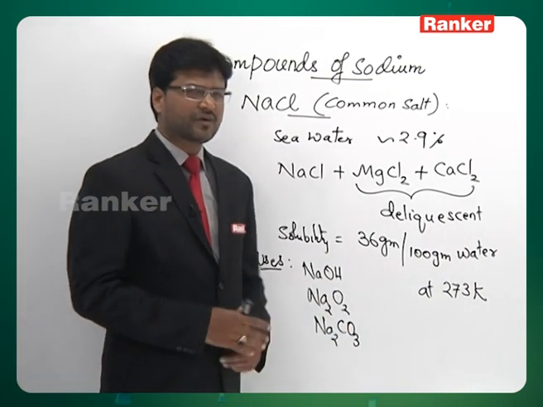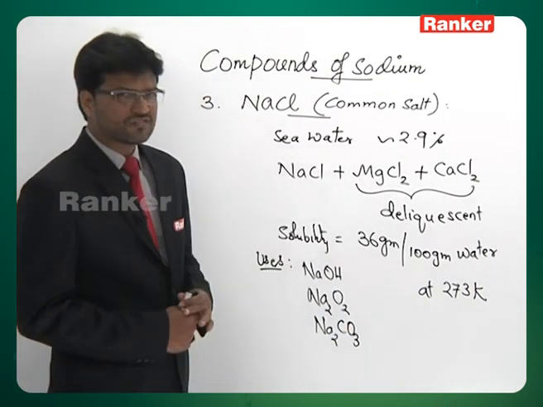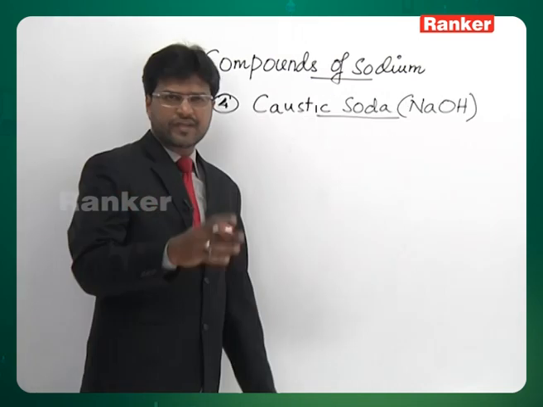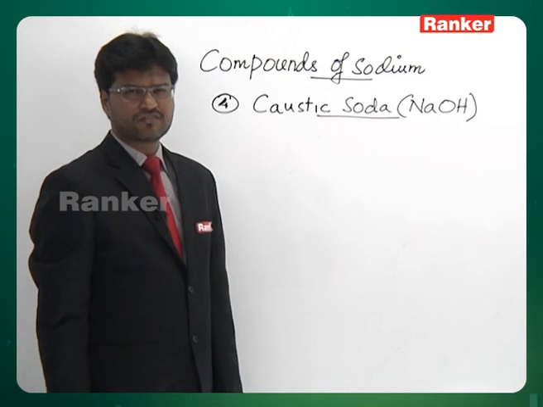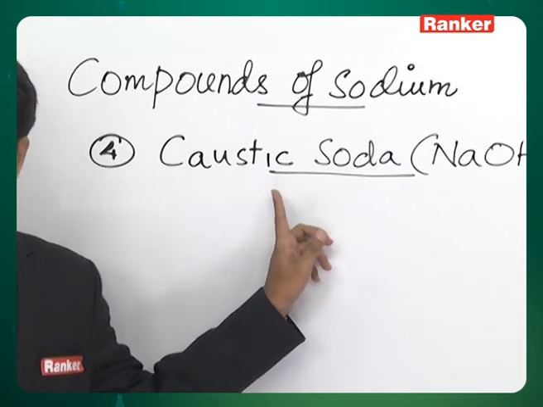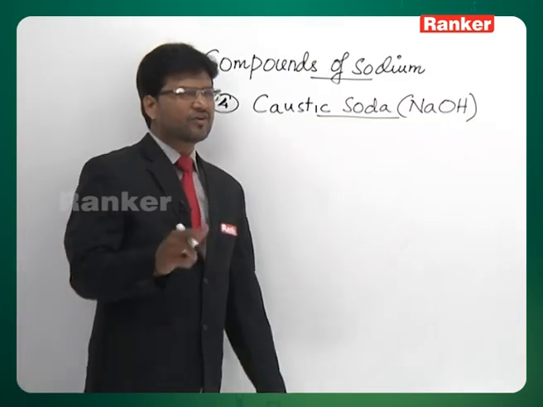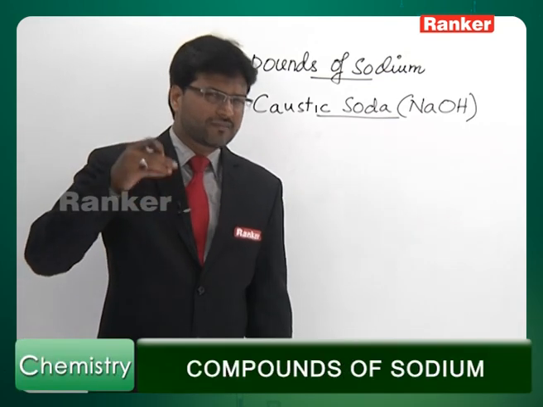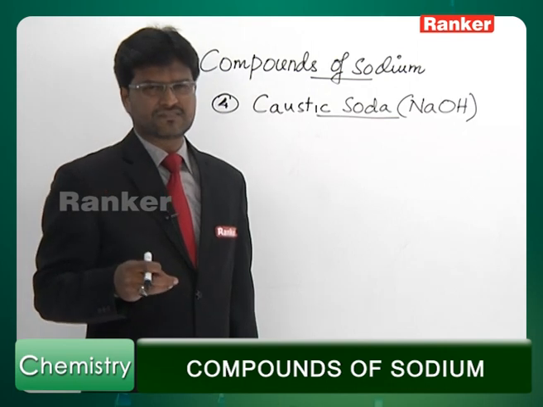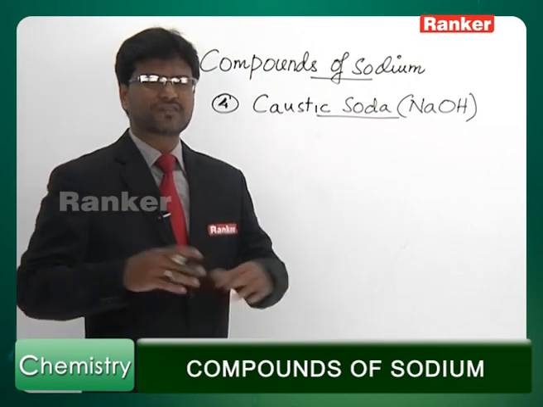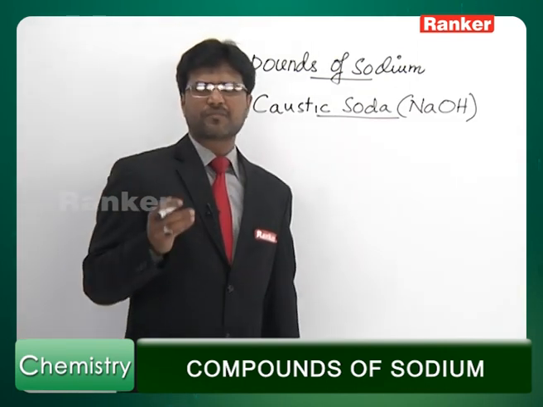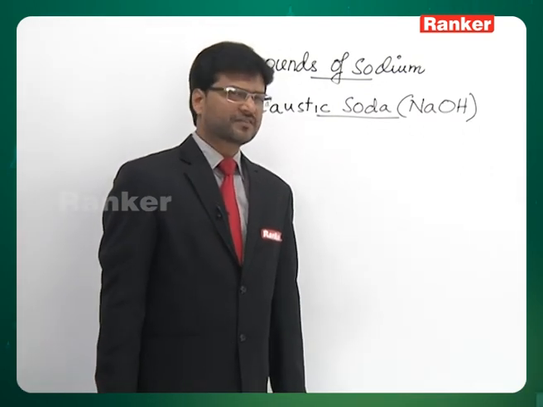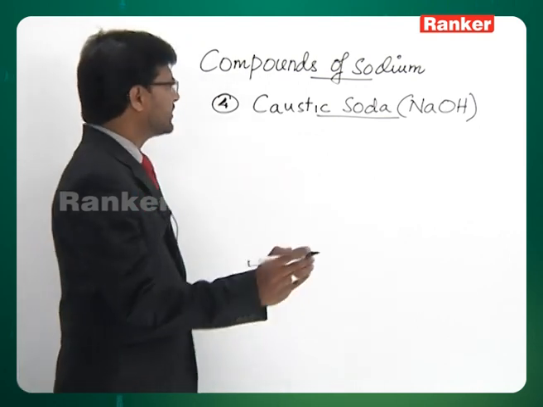Let's move on to the next compound of sodium, that is caustic soda, also called sodium hydroxide. The next compound of sodium is sodium hydroxide, popularly called caustic soda. The name caustic soda is given because it has an ability to dissolve muscles. It dissolves muscles and transforms them into a pasty mass. This property is called caustic property. Because of this caustic property of the substance, it is called caustic soda.